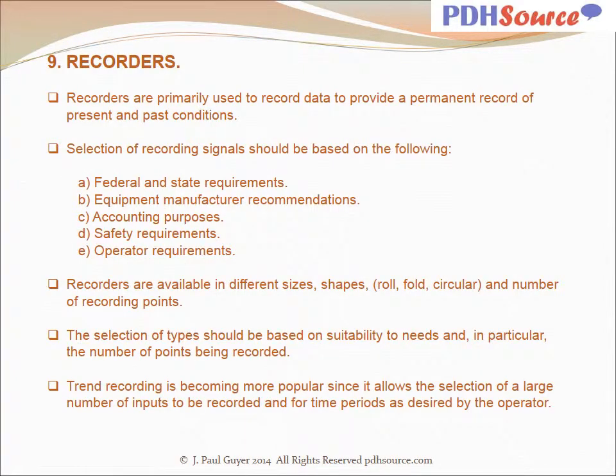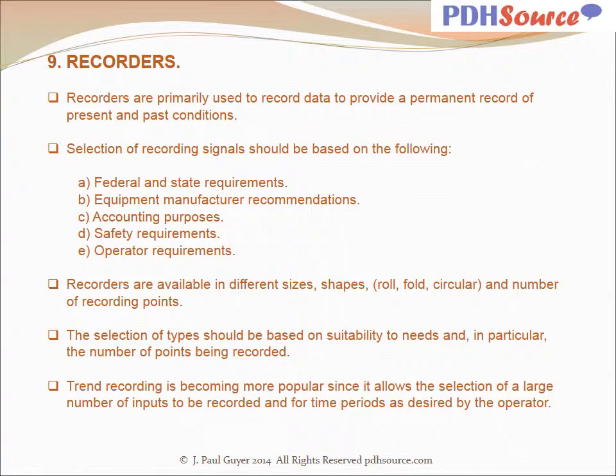With regard to recorders, recorders are primarily used to record data to provide a permanent record of present and past conditions. Selection of recording signals should be based on the following: federal and state requirements, equipment manufacturer recommendations, accounting purposes, safety requirements, and operator requirements. Recorders are available in different sizes and shapes: roll, fold, circular, and number of recording points. The selection of types should be based on suitability to needs and in particular the number of points being recorded.